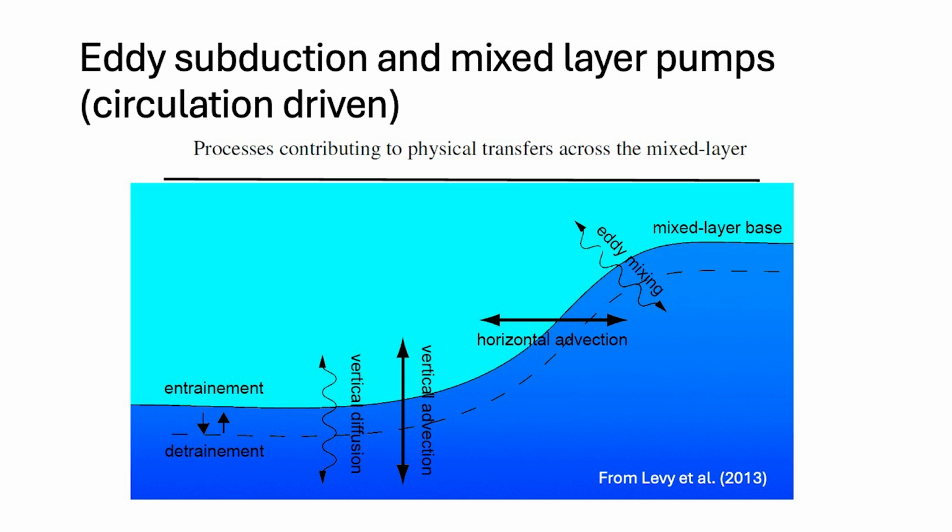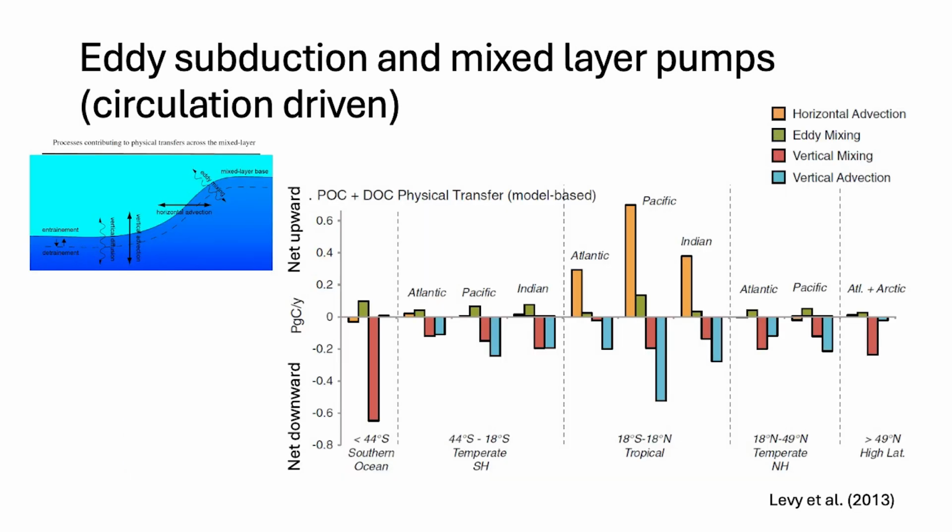And now I want to start talking about how we can understand each of these different pathways. So first, we've got the eddy subduction and mixed layer pumps, which are really the circulation-driven pumps. This is a figure from a study by Marina Lévy. This is a modeling paper, and models are really the most tractable way at the moment to understand these pumps. And Lévy et al. split it up into eddy mixing, horizontal advection, vertical diffusion, and then entrainment and detrainment of the mixed layer.